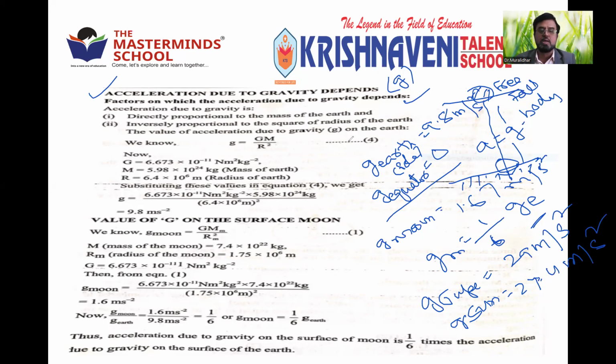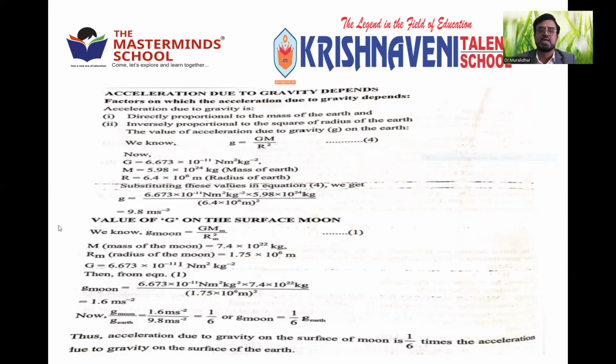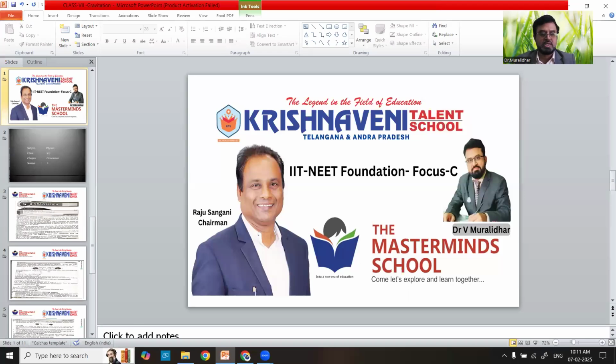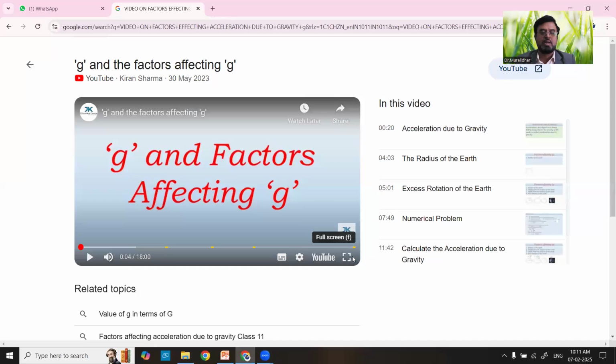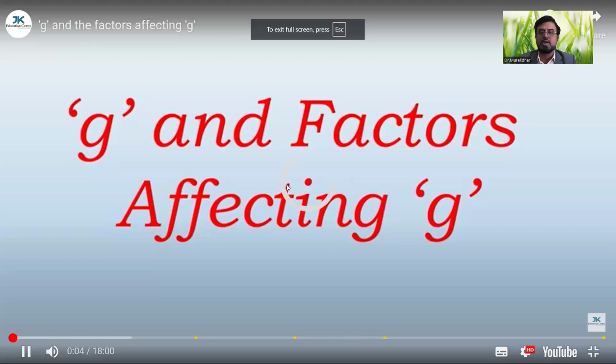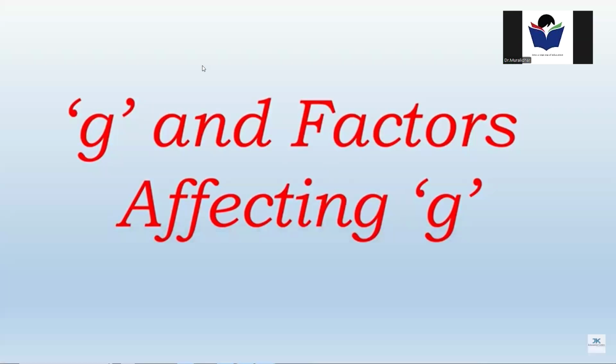Before that, let me show you one video on this same topic, what is acceleration and what are the factors influencing gravity. Later, we'll go for the explanation, right? Just observe this video, which contains the complete information about acceleration and acceleration due to gravity, which is denoted by g, and the factors affecting g. This is small g, not capital G. Capital G is the gravitational constant, but small g is acceleration due to gravity.